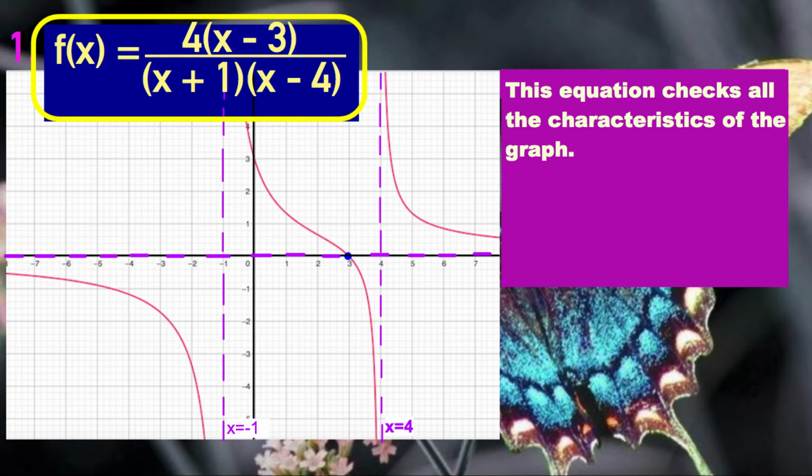f of x equals 4 times the quantity x minus 3 over the quantity x plus 1 times the quantity x minus 4. This equation checks all the characteristics of the graph.